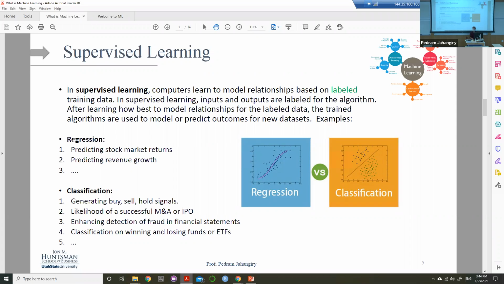So we're gonna deal with many different applications of machine learning in this course. But the examples that I have here on the slides for the next couple of slides are purely finance, okay? So what is supervised learning? I think that we all know that the computers are gonna learn to model relationships based on labeled training data.